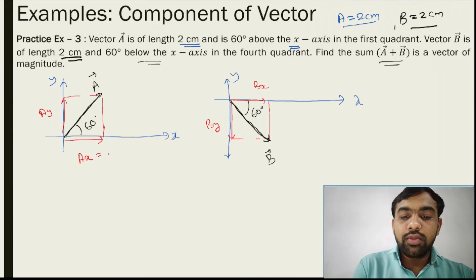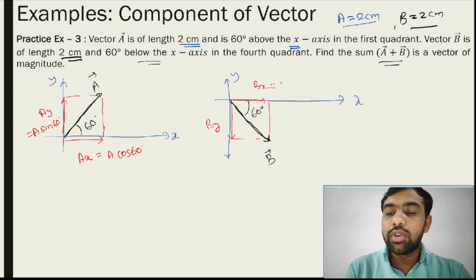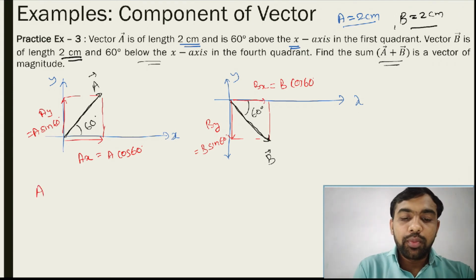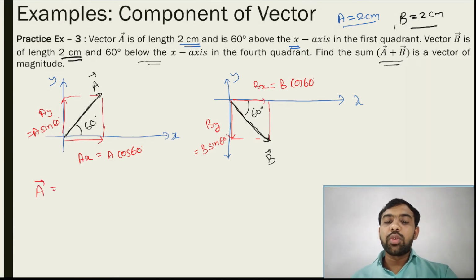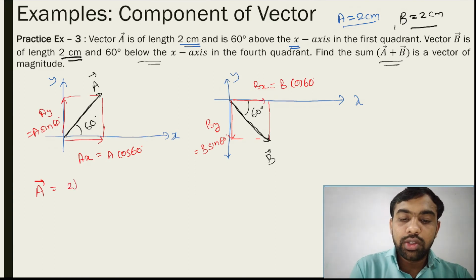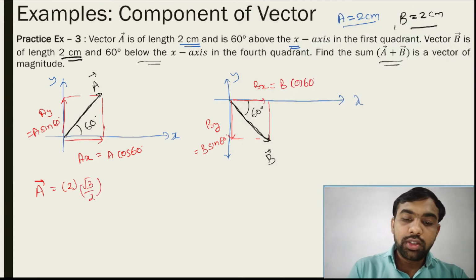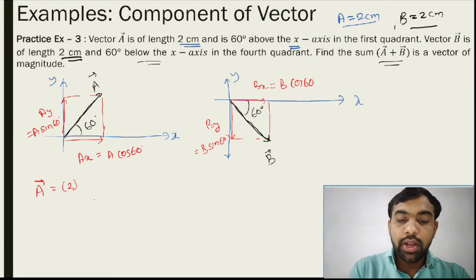देखो, this AX is equal to A cos 60 and AY is equal to A sin 60. Similarly, BX is equal to B cos 60 and BY is equal to B sin 60. तो फिर what is A? So A is equal to A cos 60 i plus A sin 60 j. So A कितना है? 2 है. So A means 2 and cos 60 कितना? Cos 60 is 1 by 2, my mistake. Cos 60 1 by 2.